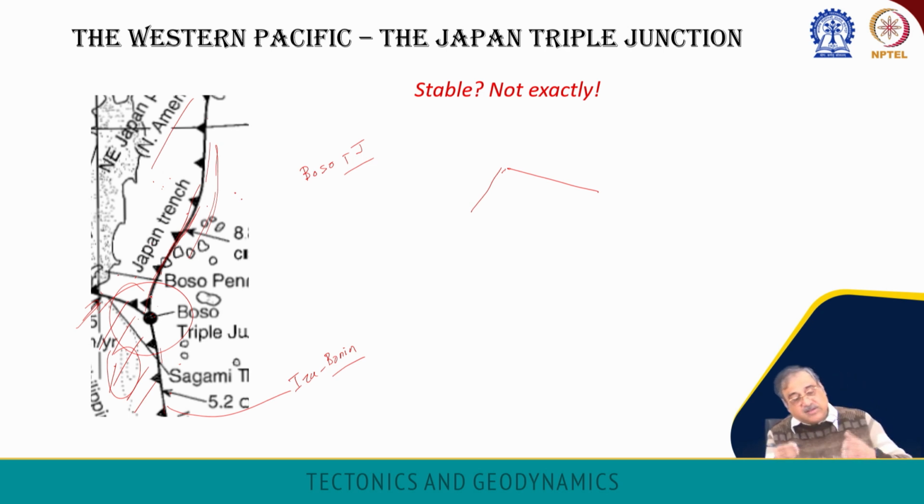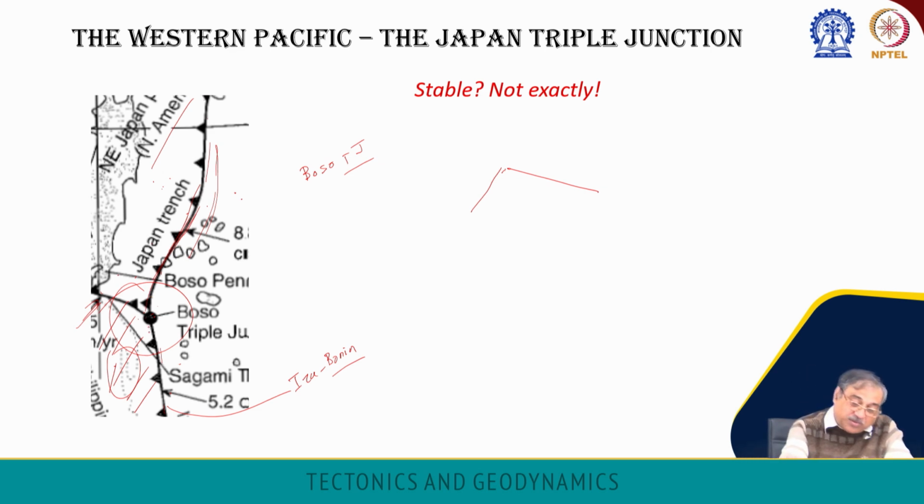And if you remember our discussion from the last class, when we discussed the TTT triple junction and a hypothetical case, there I showed you that there are situations under which a TTT triple junction can be stable, but there are many more situations where they could be unstable. And what would happen is that an unstable triple junction would tend to evolve into a stable triple junction with time.